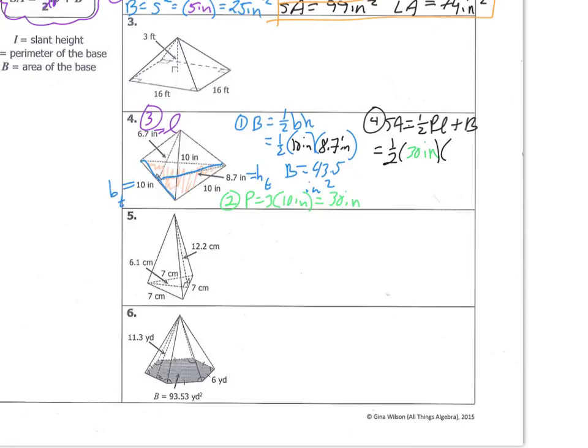Your slant height we found was 6.7 inches. And then plus your big B we found was 43.5 inches squared. So then all you have to do is simplify this. You've got 30 times 6.7 equals, and then divide by 2. So tell me what you get.